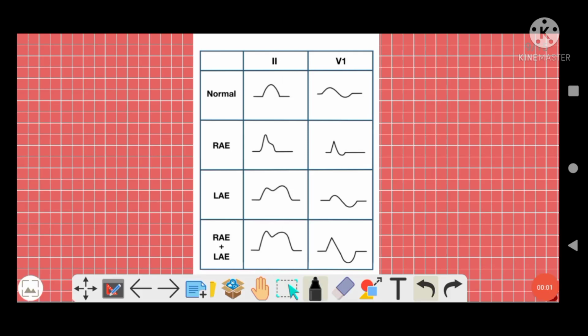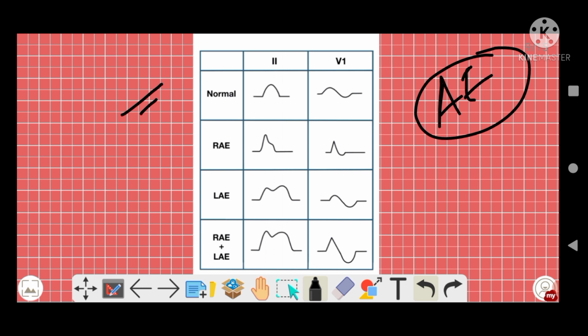Okay, so in this session we will discuss atrial enlargement, chamber enlargement. This is your normal P wave, what we see in lead 2 and V1. So the normal P wave is like this. You know that.